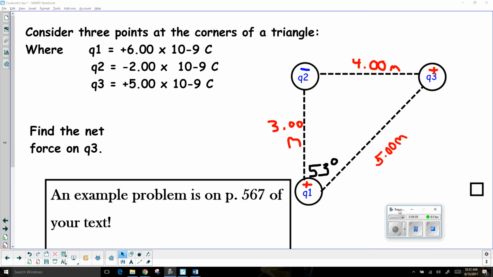This example problem is on page 567 of your text. And I'm giving this to you in the video, but you can also look at it on that page. Use that example problem to solve for the final charge on Q3 from charge Q2 and Q1. You're going to have a challenge problem kind of like this one, not exactly like this one, but kind of like this one on the next test. So that's for people who would like to be a little bit challenged next week in the last week of school.